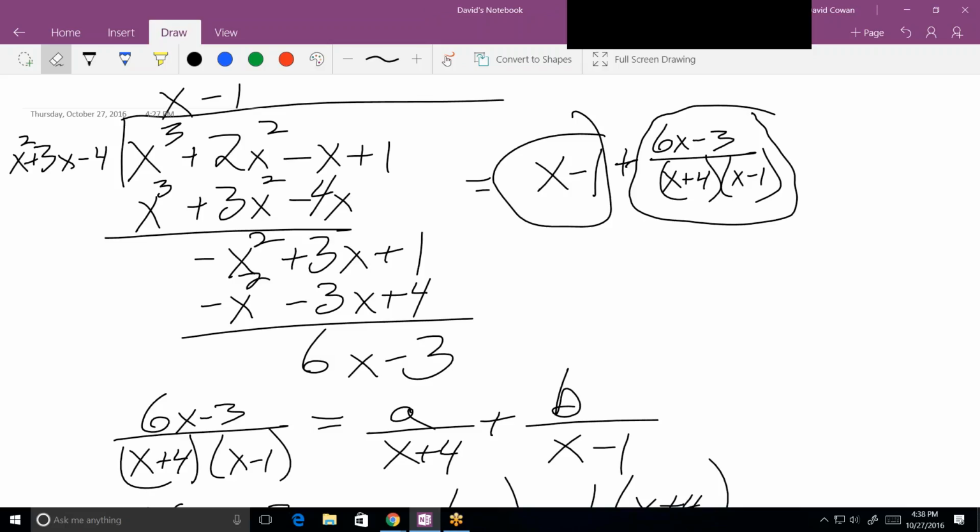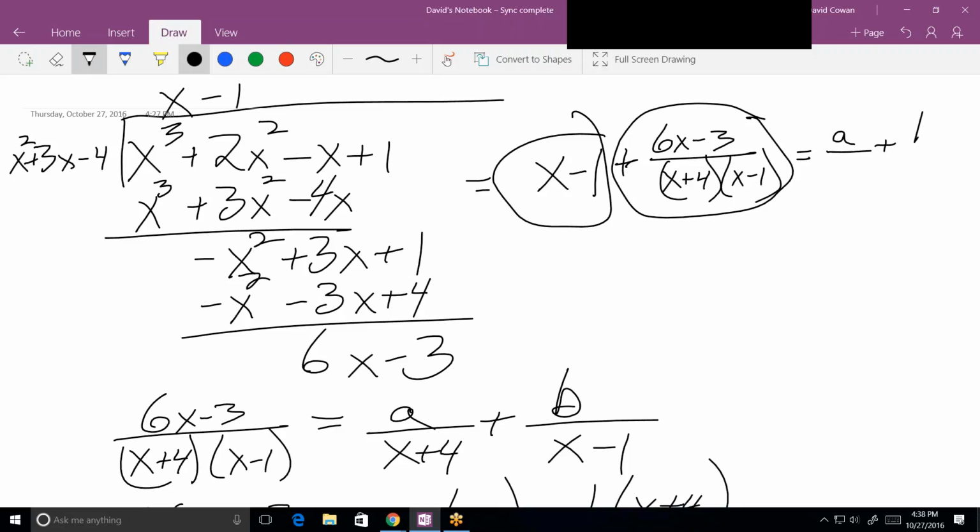Yeah, in other words, we broke just this down into a over that plus b over that. So the answer equals x - 1 plus a over that and b over that. All you're doing, you don't need to do anything with the x - 1. It's no longer in need of partial fractions. But this part is, the remainder part. That's kind of interesting, really.